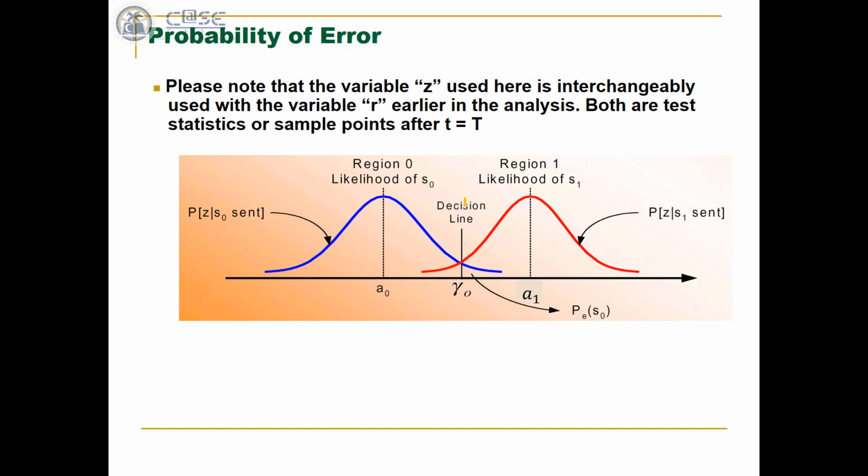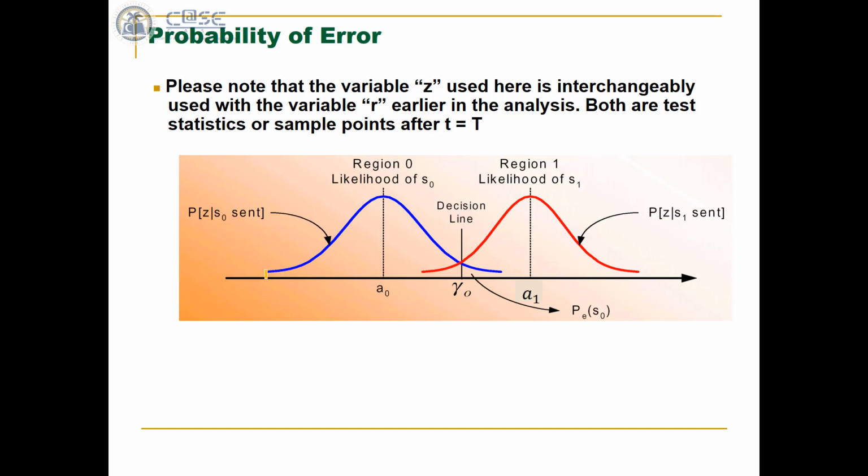One decision region is for the signal class S1, and the other decision region, the left hand side, is for the signal class S0. So whenever the test statistic, that is the variable that you compute at t equal to capital T, falls in this region, the left hand side, the blue region, the receiver is going to take the decision in favor of the signal class S0. And whenever that test statistic value is greater than this threshold gamma naught, and it falls in the right hand side region, then the receiver will take the decision in favor of the signal class S1.